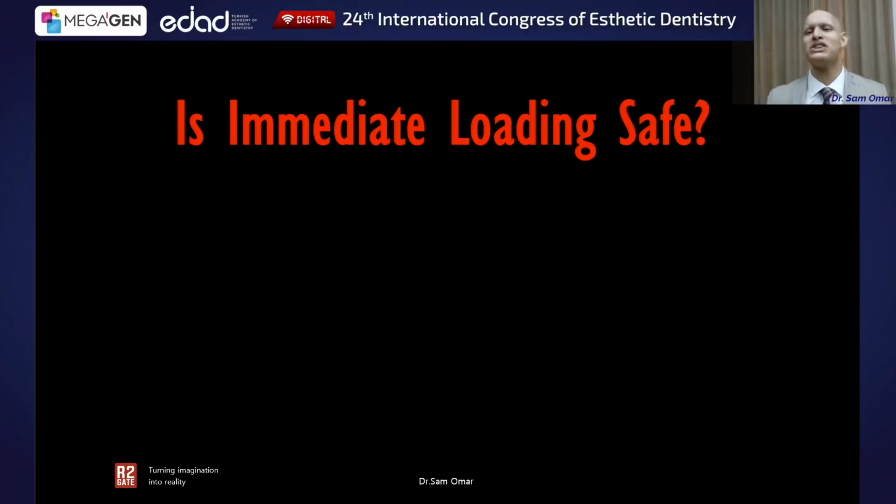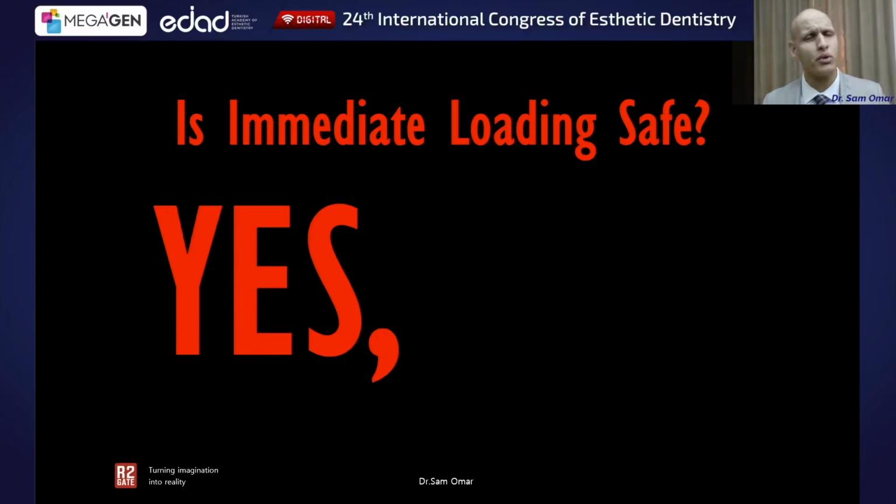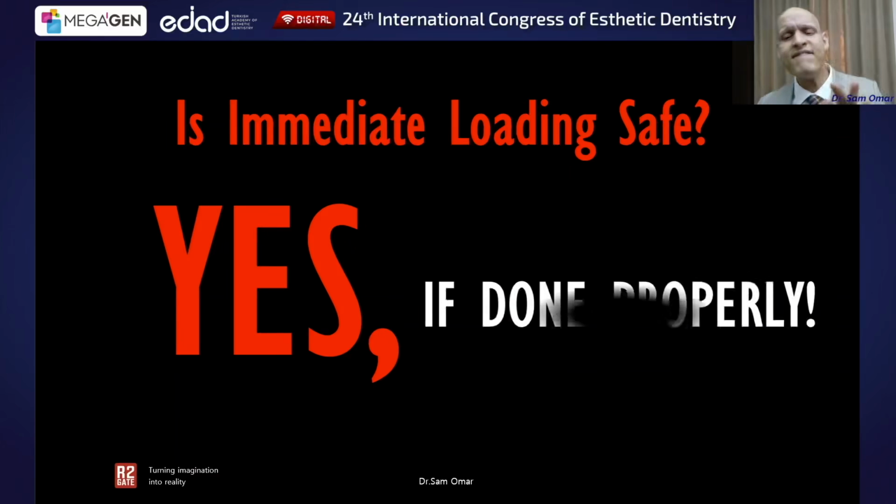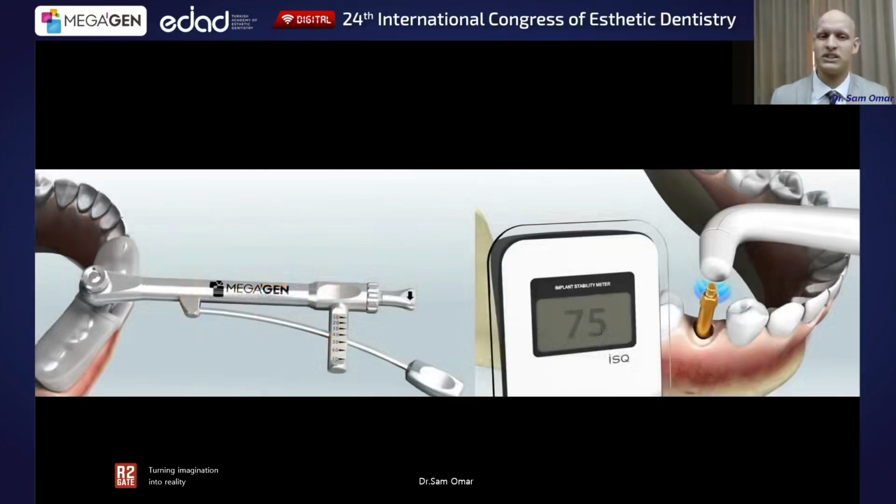But now the question is, is immediate loading safe to begin with? And that's a really important question. We talk a lot about different types of prosthesis and what would be better, prefabricated or chairside. But the question is, is immediate loading safe to begin with? Well, the answer is yes, if done properly. So what do we mean by if done properly?